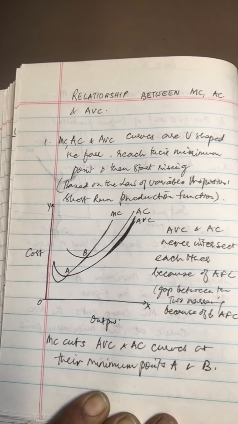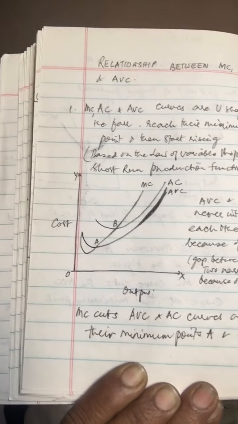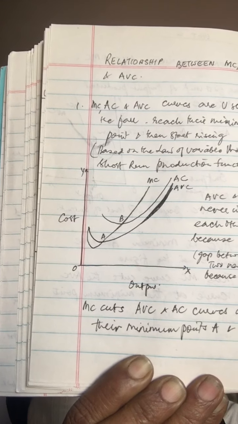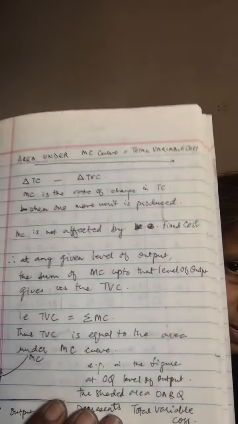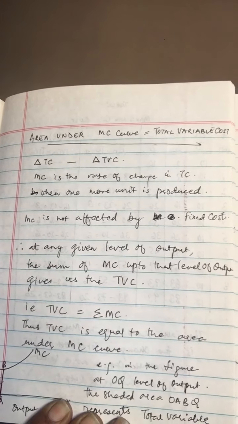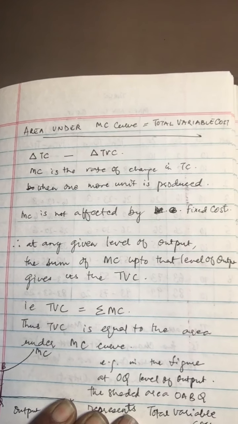So looking at this, we can also talk a little about total variable cost, connected to the average variable cost. What is interesting is that the area under the marginal cost curve is the total variable cost. Look at this. So you can derive total variable cost from marginal cost.